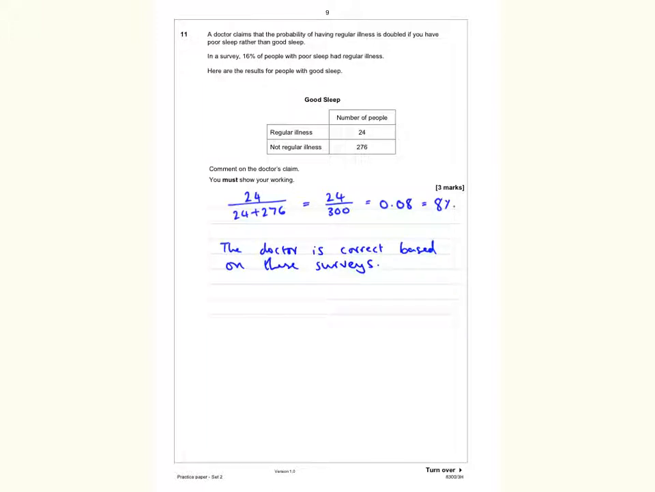Okay, and this sentence here is very important. This gives you a communication mark. You must write a sentence that either says the doctor is correct or incorrect based on the values that you got.